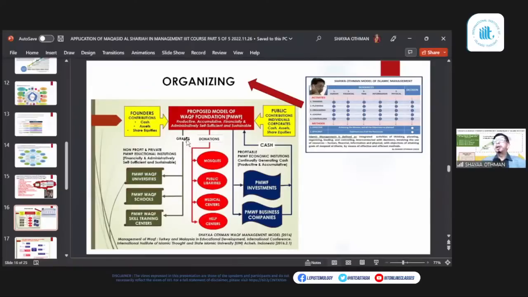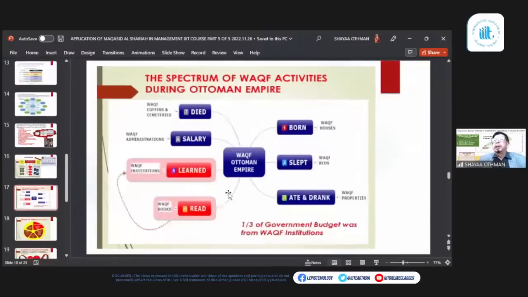This is the structure which I have been compiling, the foundation in Turkey during the Ottoman Empire, how they developed. I'll give you an example here. During the Ottoman Empire, Waqf activities played a very important element in the development of society. For example, they were born in Waqf houses. They slept in Waqf beds. They ate and drank in Waqf properties. They read Waqf books. They learned at Waqf institutions. They got their salary from Waqf, and they died in Waqf coffins and cemeteries. You see, the whole spectrum of humanity, social humanity, was taken care of by Waqf.